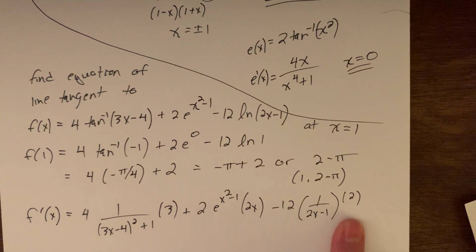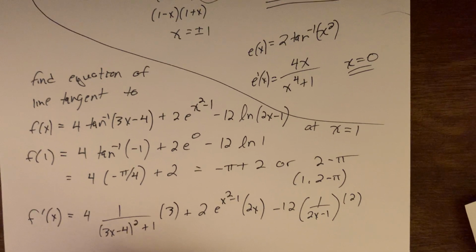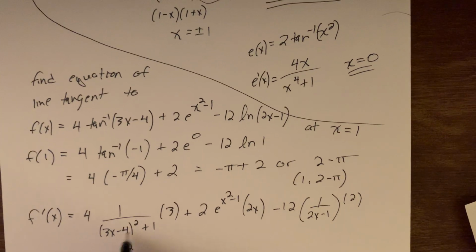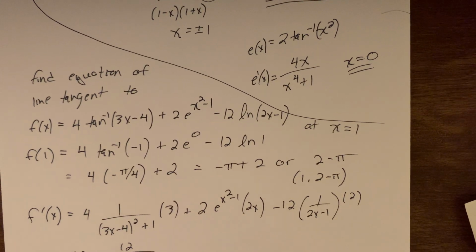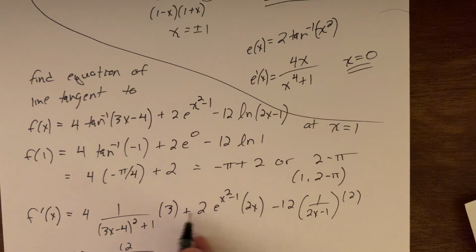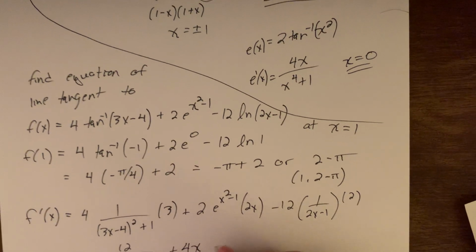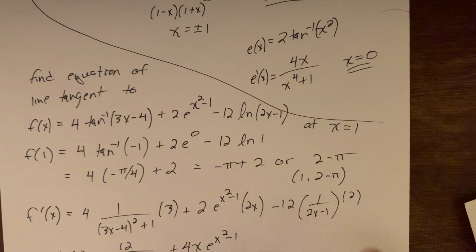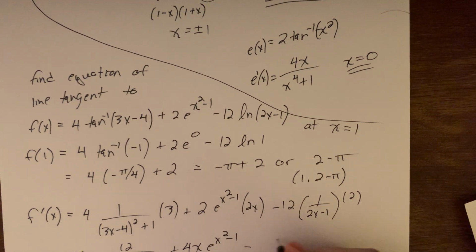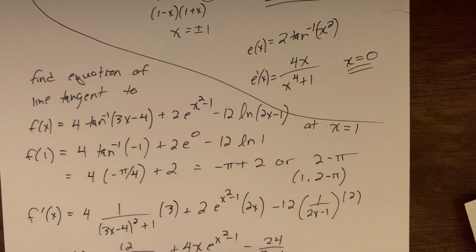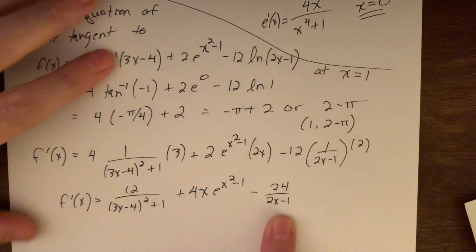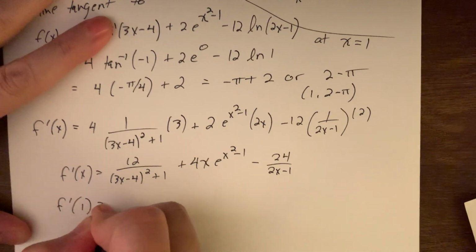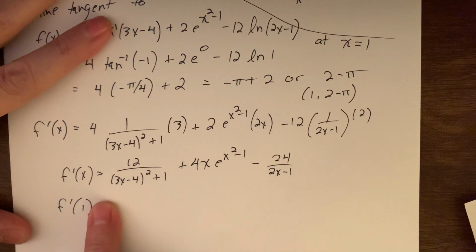You could plug the 1 in here. I choose to clean it up a little bit first. But notice with my cleanup, nothing too crazy. 12 on top, leaving this alone. 3x minus 4 squared plus 1. Still not foiling that out. Right here, just bringing that to the front and multiplying these out, plus 4x e to the x squared minus 1. And here, putting these in the numerator, minus 24 over 2x minus 1. Cleaned up derivative just makes my life a little bit easier as I plug my x coordinate in.